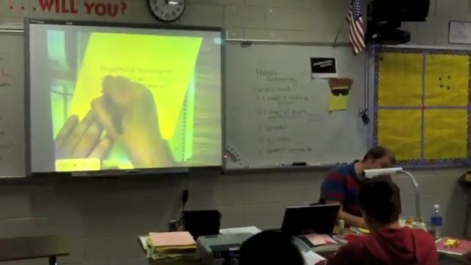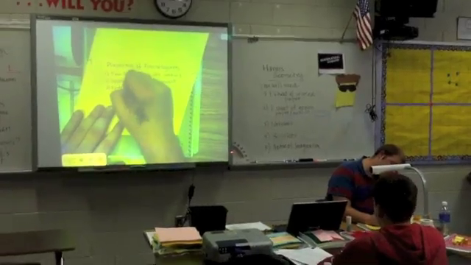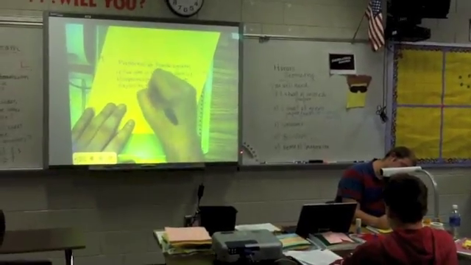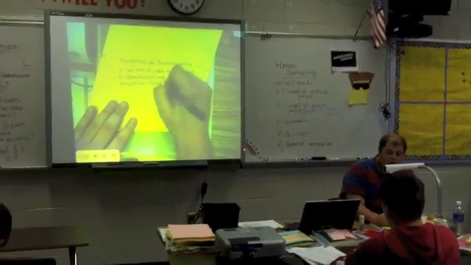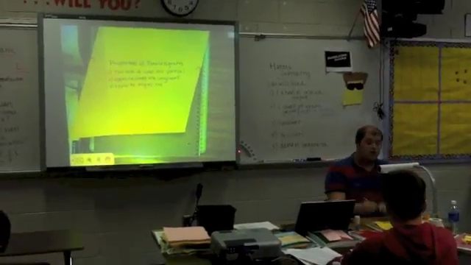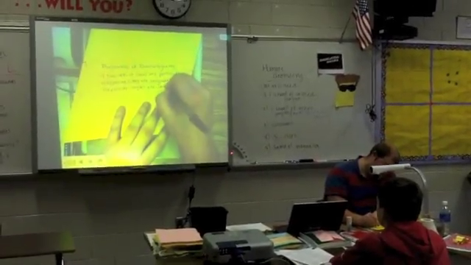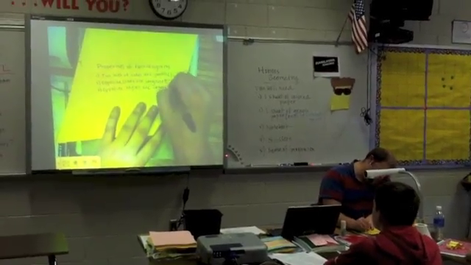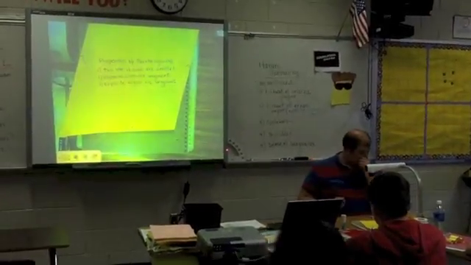Okay. Also, opposite angles are, what do you think? Opposite angles. They are congruent. Very good. We're going to practice these in a little bit.